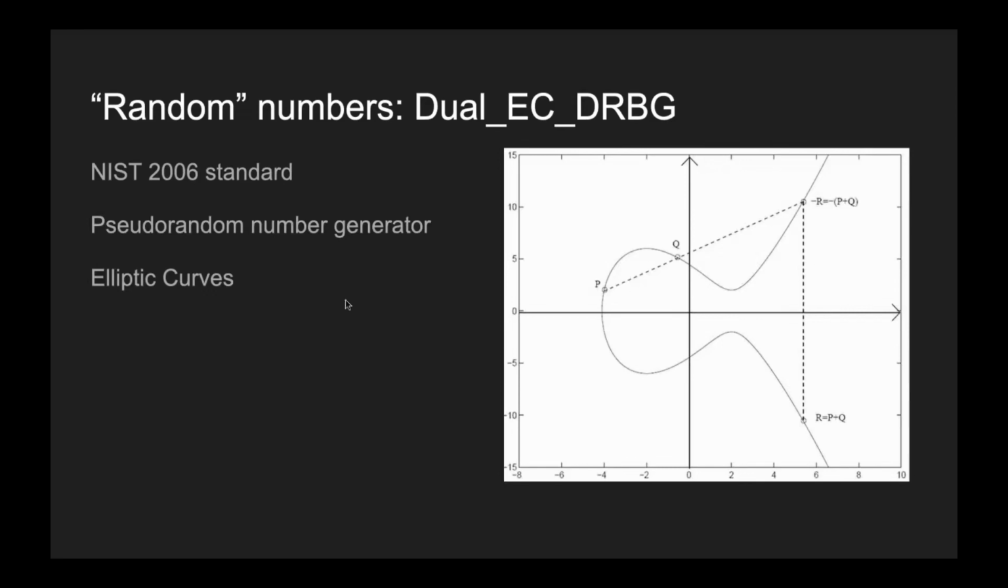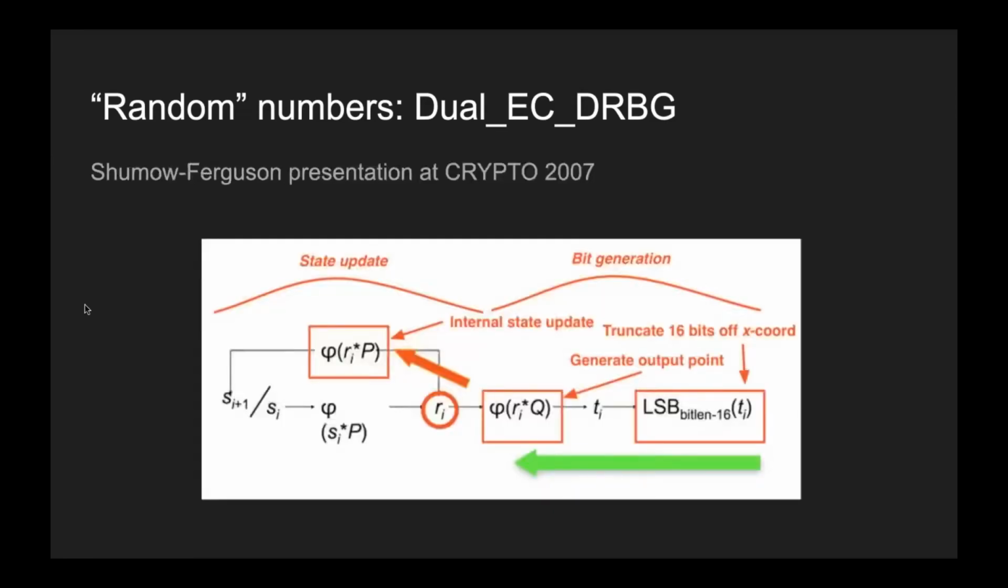The second half is chopping off a little bit, chopping off the first couple bits. So the next slide's going to look scary, but I think you're going to be able to understand it once I explain it. So first, let's look at state update and bit generation. Those are the two halves I was just talking about. The state update is the bouncing around, and the bit generation is the truncating the 16 bits off the x-coordinate.